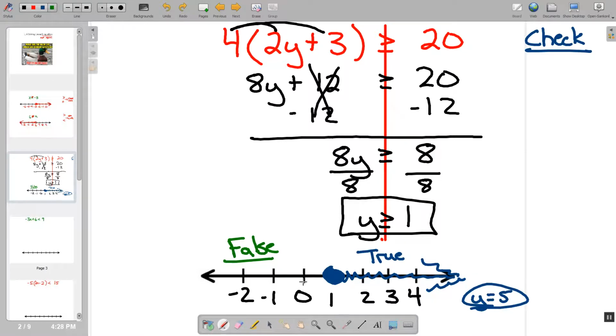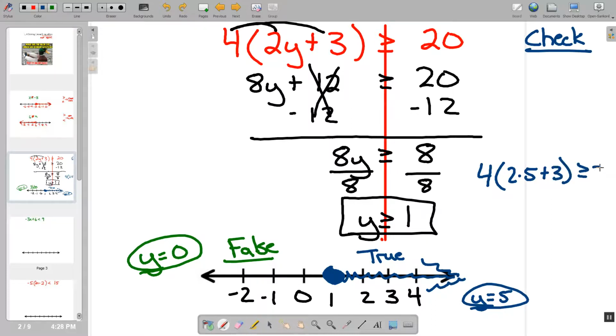And now if I have the choice, I always like to pick the number 0. So for the false portion, I'm going to pick y equals 0. I'm going to plug each of these into the original equation. This part should make a true statement. This part should make a false statement. So for the y equals 5, I'm going to plug in 4 parentheses 2 times 5 plus 3 is greater than or equal to 20. 2 times 5 is 10. 10 plus 3 is 13.